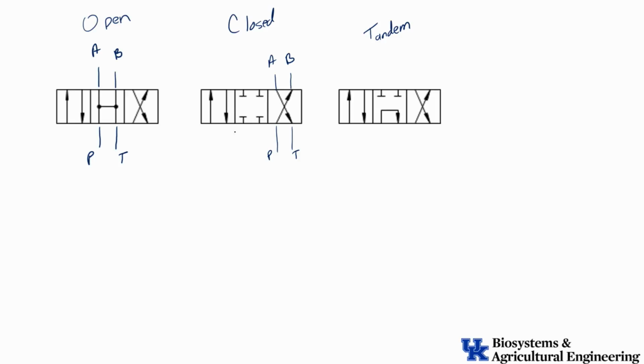Over here, with the closed center, we can see that when it's in the center, flow from the pump can't go anywhere. There's no return to the tank. And likewise, A and B are locked. So whatever the actuator is out here, it can't move either. So we lock everything up.